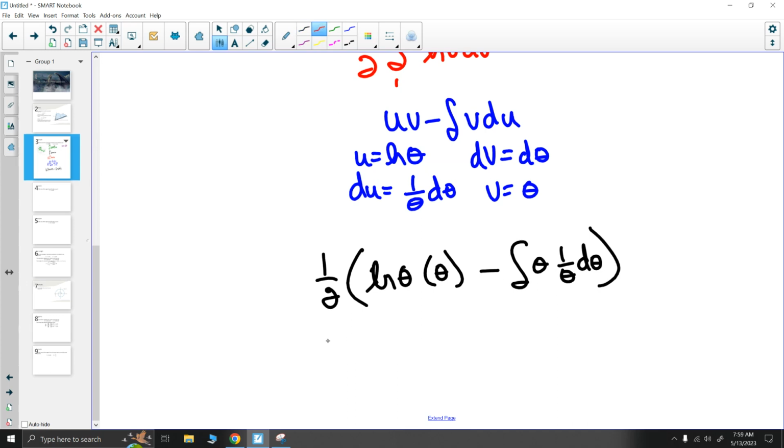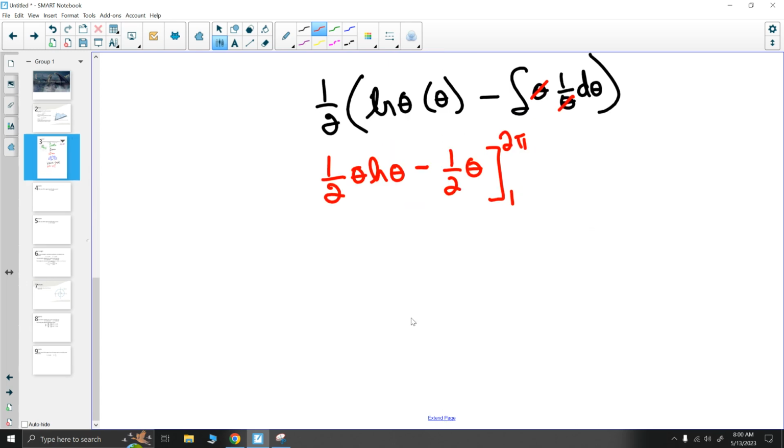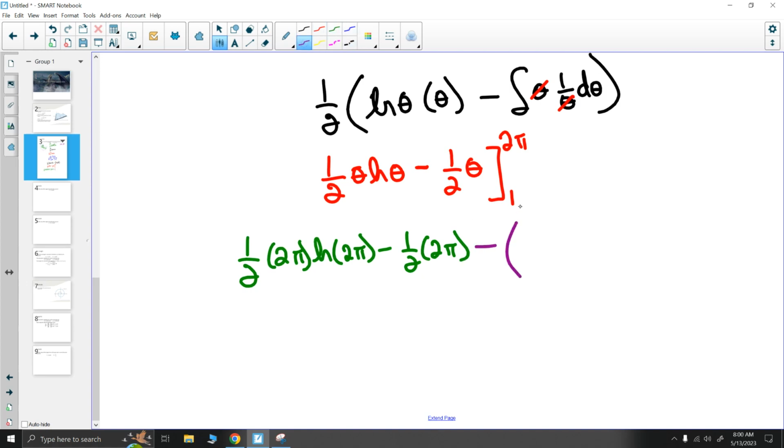All right, so that means we have 1/2 times theta natural log theta minus, these just become 1, so it's minus 1/2 theta. And we're going to take this from 2 pi to 1. Plugging in 2 pi, we get 1/2 times 2 pi times natural log of 2 pi minus 1/2 times 2 pi. Then we're going to say minus, plugging in 1: natural log of 1 is 0, so that term's gone, and we have negative 1/2 times 1.